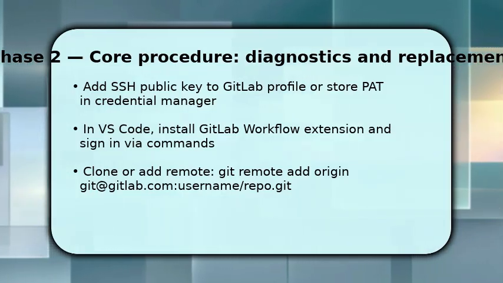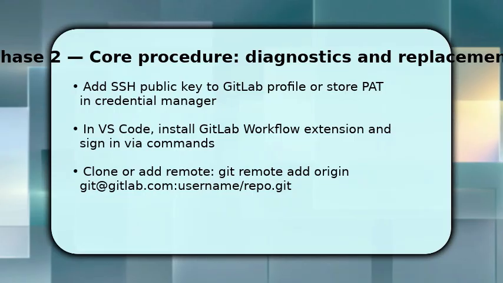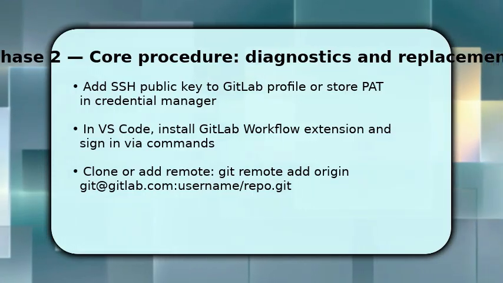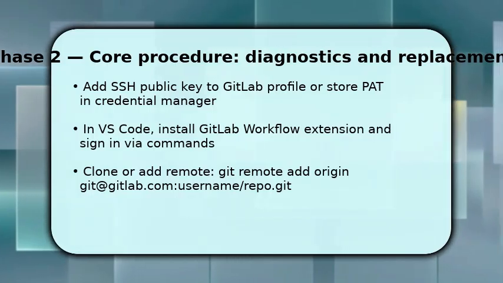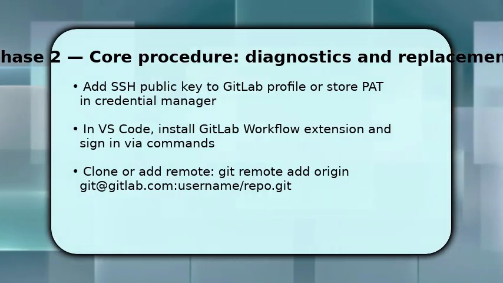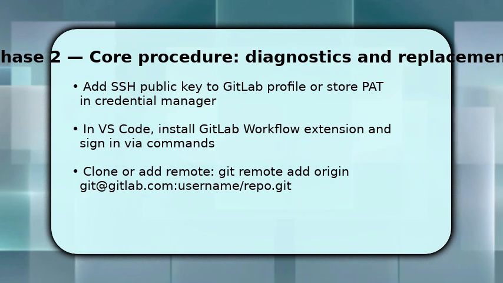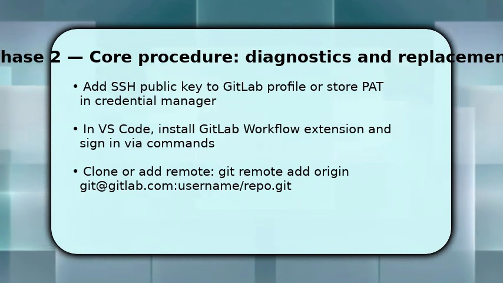Use the command palette to sign in or run git clone with the repository URL. Then add a remote if needed. git remote add origin git@gitlab.com:username/repo.git. Make sure you test by fetching. This verifies authentication and connectivity.